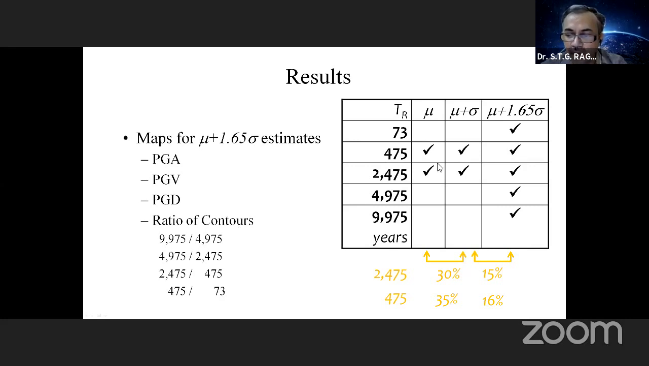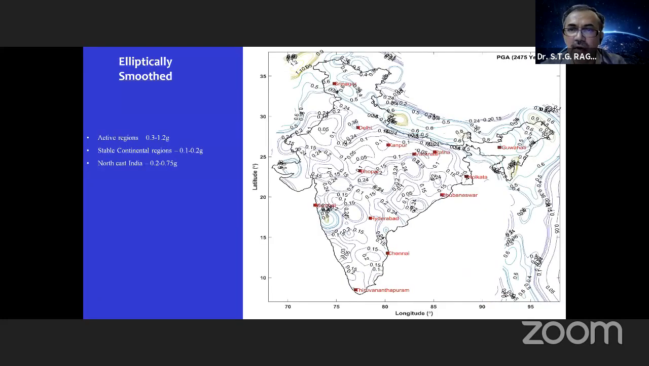Now, when you move from mean to mean plus sigma for the 2500 year return period, the values increase by 30%. And from mean plus sigma to mean plus 1.65 times sigma, we have observed that the values increase by about 15%. Similarly for 475, these values are slightly on the higher side. So these are the contours. This is the 2500 year return period contour map of PGA all over the country.